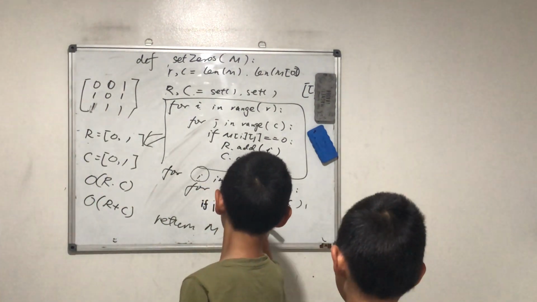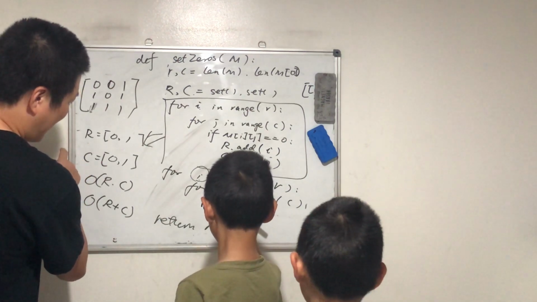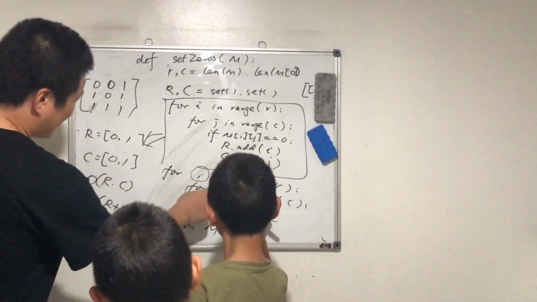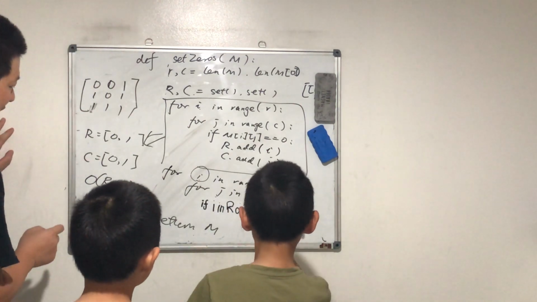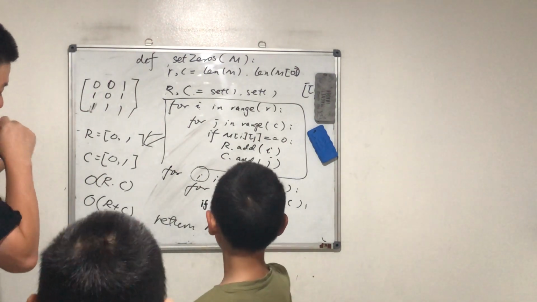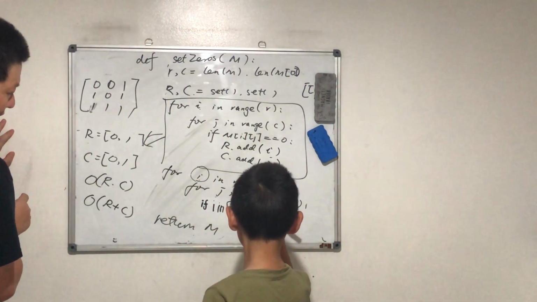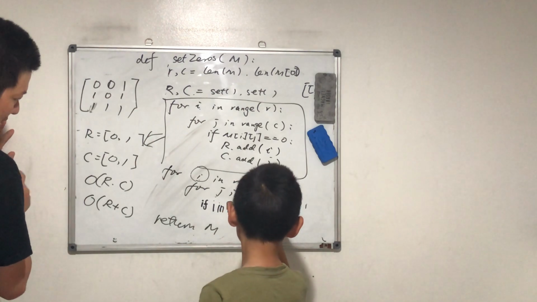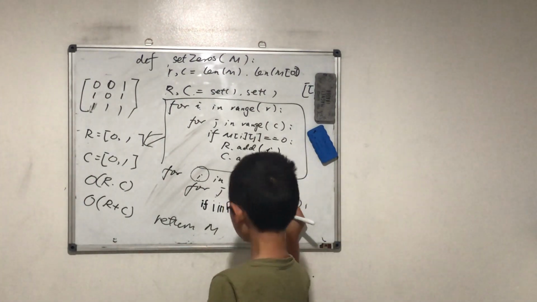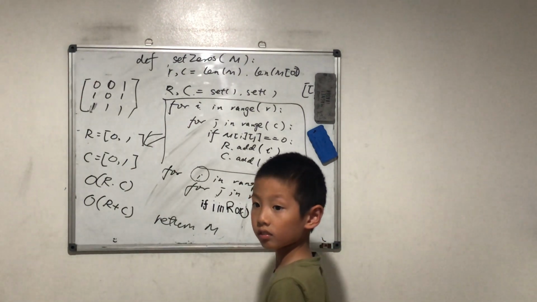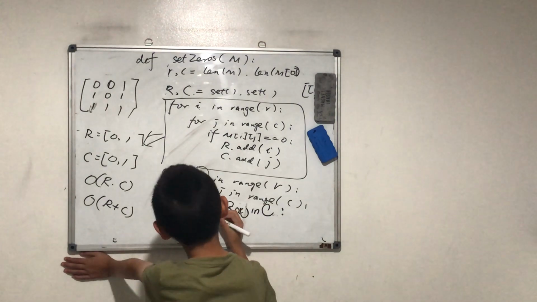J is the column, yeah. I in rows, J in columns. And then what do we do? We need to set it to 0. So how do we set it to 0?